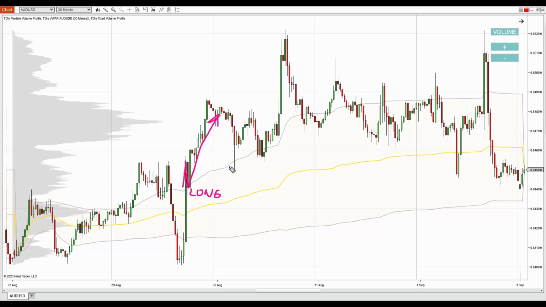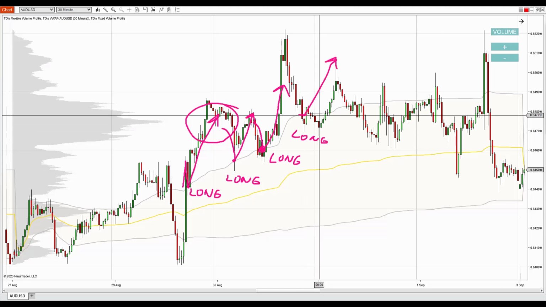The next one was easy to spot. The price was again moving above the first deviation, made a pullback, long from here. Then the next one, pullback to the first deviation, another long, then another pullback, first deviation, long from here.